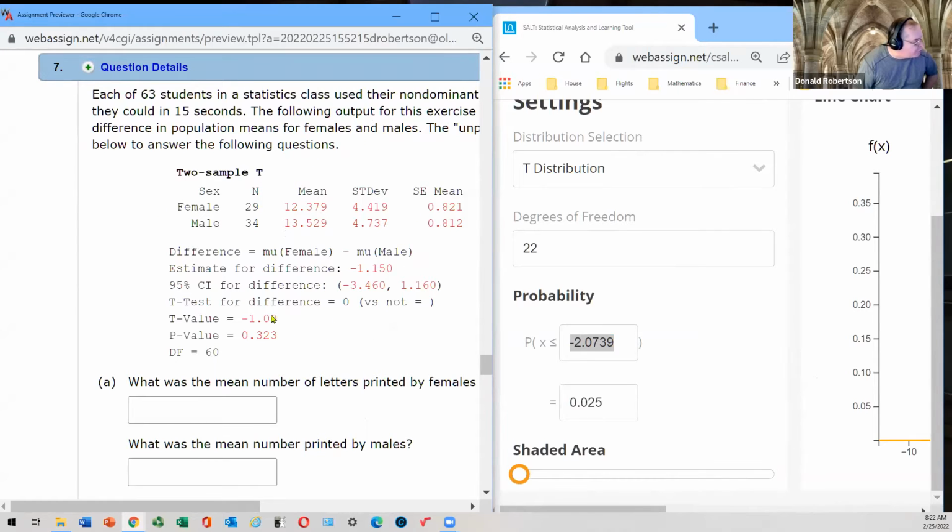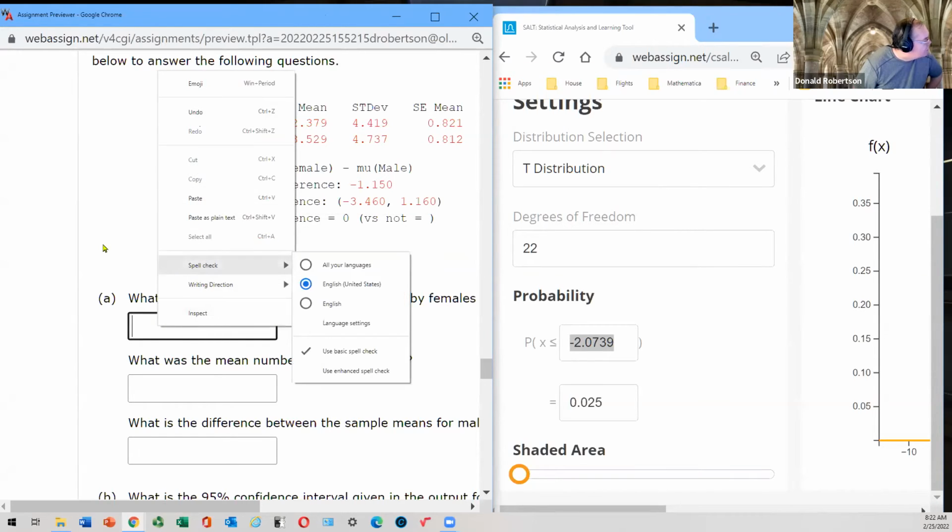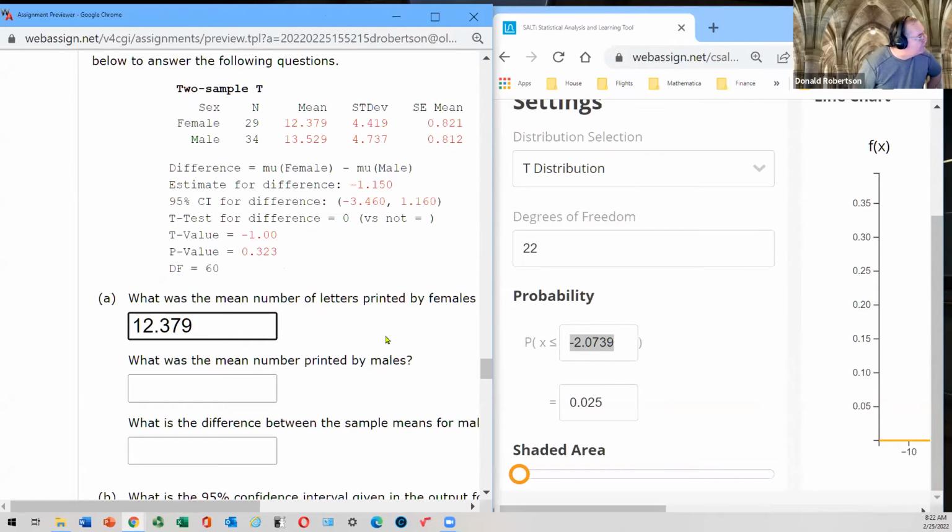Same situation where you've pretty much been given all the data. And this one is to do with using your wrong hand to write letters. And it says, what's the mean number of letters printed? For females, it's that number there. Oh, am I not allowed to copy and paste? That's annoying. Thought I could. Oh, good, you can. Males.